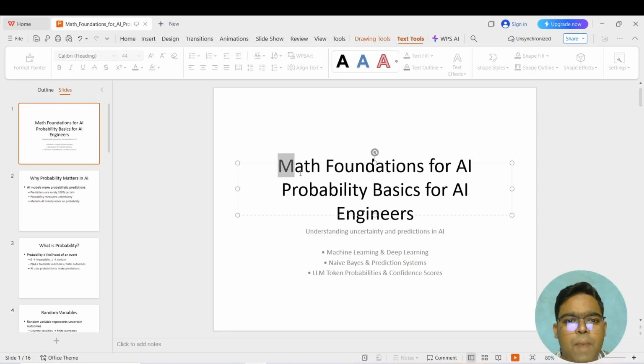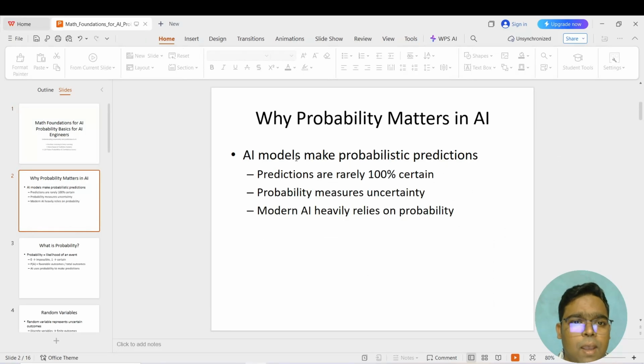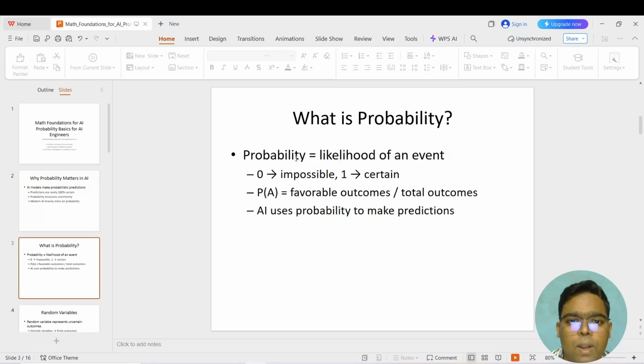You will see that this is the math foundation for AI: probability basics for AI engineers. First, let's see why probability matters in AI. An AI model makes probabilistic predictions. It is not known that it is 100% certain whether the prediction is correct or incorrect, right? So there is some probability in it. That's why probability measures uncertainty, and modern AI heavily depends on probability itself. So what is probability?